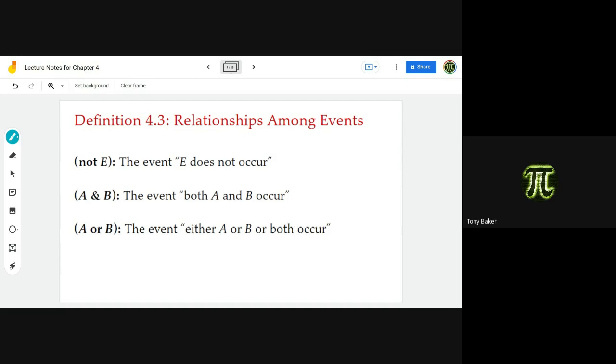So there is a place for the not. Next, both A and B occur. You'll see this written a couple different ways. You can see the little and symbol there, or it actually will be written as and. That means both events would occur. You also can see in some situations this.